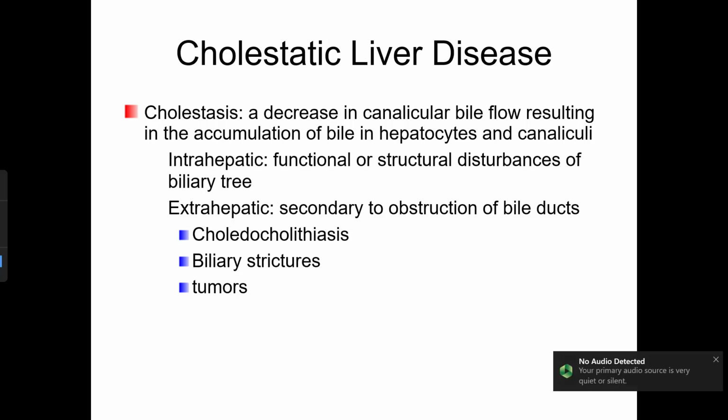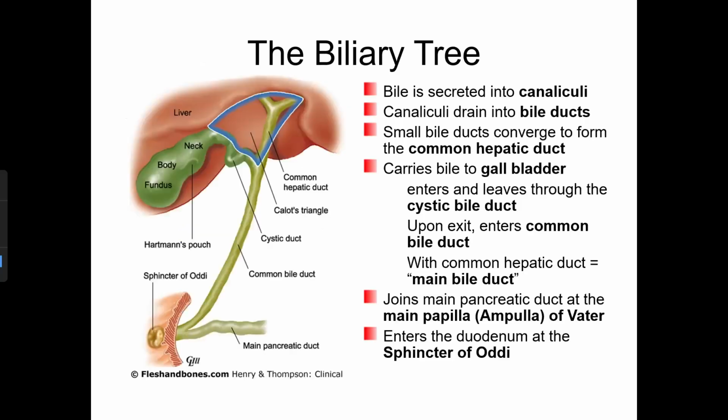So cholestasis is a decrease in canalicular bile flow resulting in the accumulation of bile in the hepatocytes and canaliculi. Intrahepatic involves functional or structural disturbances of the biliary tree. Extrahepatic involves obstruction of bile ducts, such as choledocholithiasis, biliary strictures or tumors.